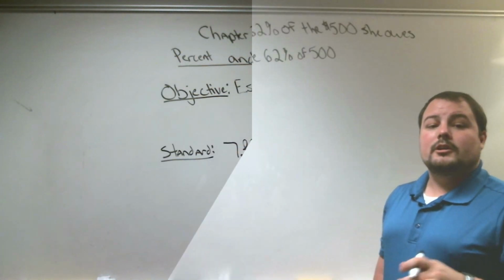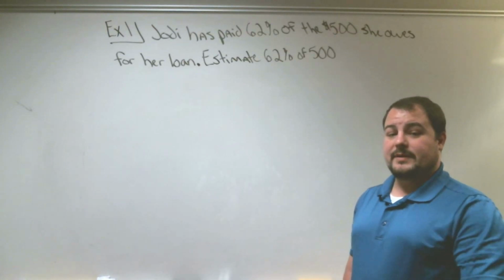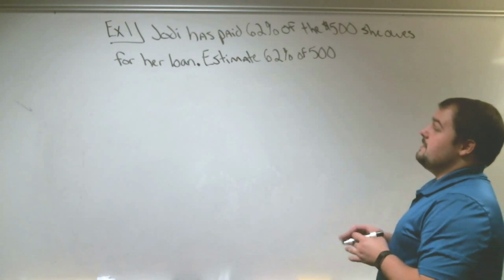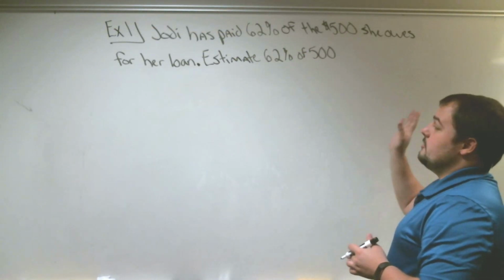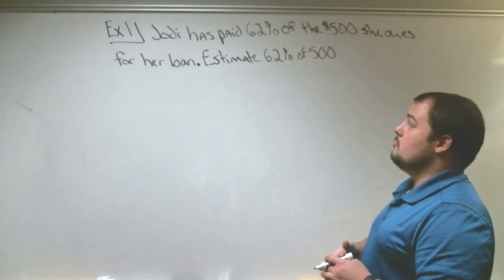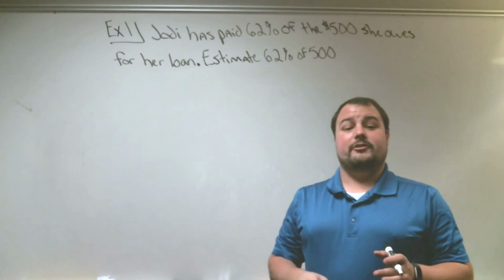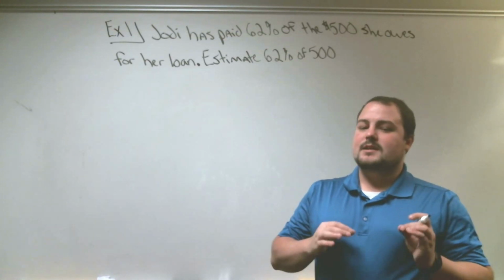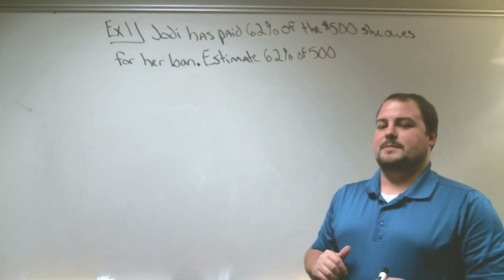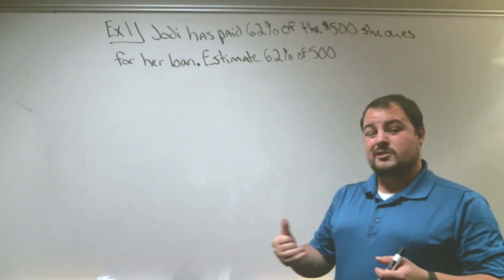Let's get started. In our first example, we're looking at an estimation problem about how much money somebody might have paid off on their loan. Jody has paid 62% of the $500 that she owes for her loan. So we know she owes $500, and she's already paid 62%. We need to estimate what 62% of 500 is. An estimate means don't give the exact answer. Tell me about how much she has paid. Well, 62% is probably really close to 60%.